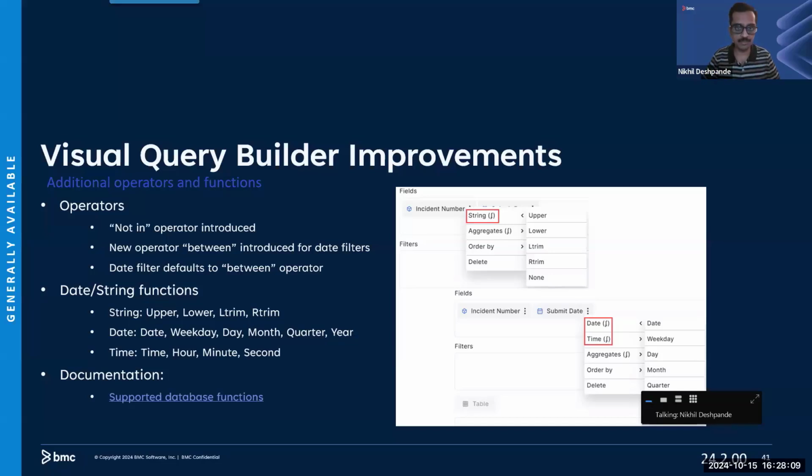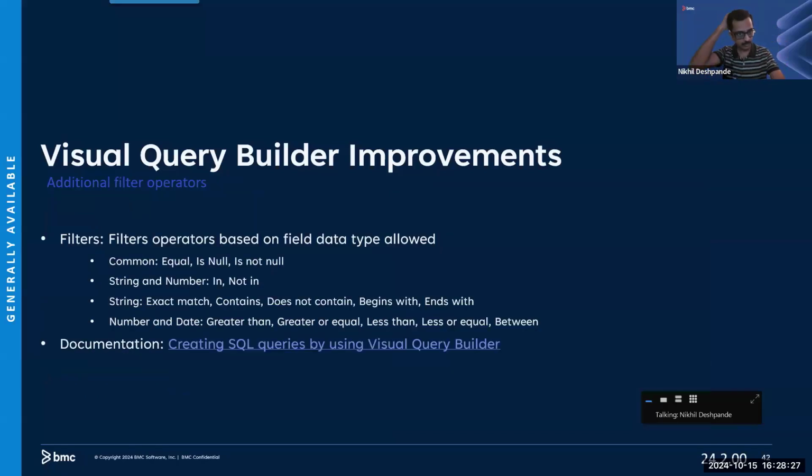Likewise, you can use ltrim, rtrim, what you would do in SQL. We also have functions for manipulating dates and times. So you just want to extract a particular date part or time part from that. You can do that through these functions. Other common filter operators are is null, is not null, for string and number functions like in, not in, and so on. So all of these you'll find useful when you use Visual Query Builder.